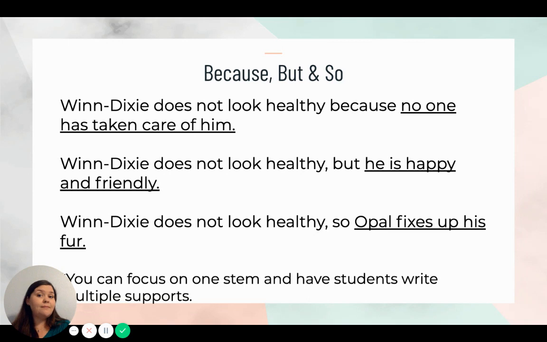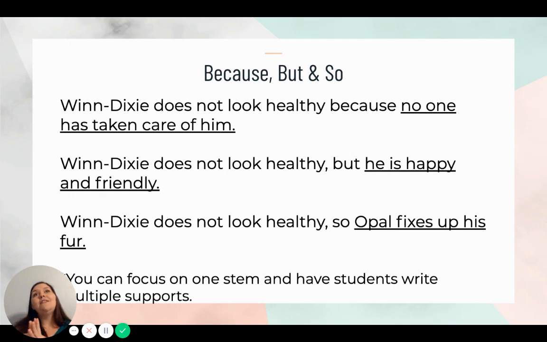Because of Winn-Dixie. So I give them the sentence stem, Winn-Dixie does not look healthy because, and I ask my students to complete that sentence. I give them the other sentence stem, Winn-Dixie does not look healthy, but, and ask them to complete it. Winn-Dixie does not look healthy, so, and ask my students to complete it. Now on the screen, you'll see that these are some responses that I'm hoping to get from my students.